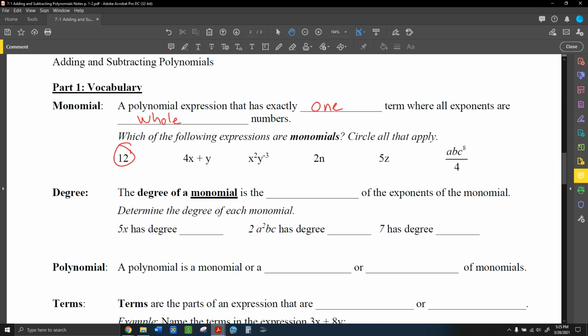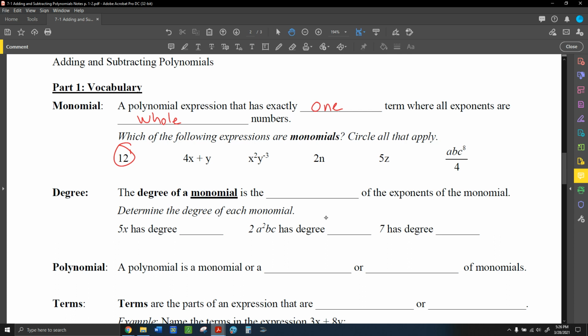For the third one, x squared y to the negative 3, this is a product. This is one single term, so we're good there. However, the power here, I see we have a negative 3 up here. This is not a whole number, or not a natural number. We have a negative number, so this is not a monomial.